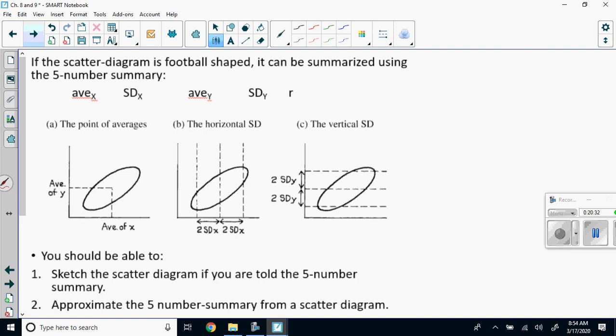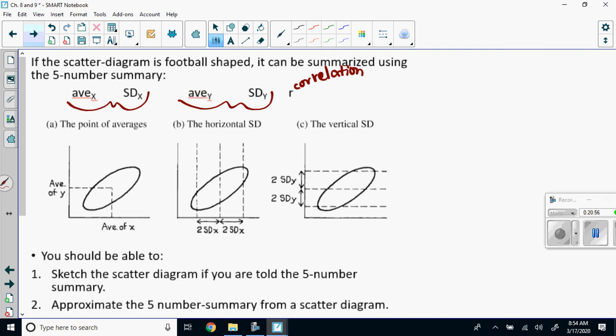Okay, so our 5-number summary, we've got average X and SD of X. Remember, standard deviation is what SD stands for. Average Y, standard deviation of Y, and then R, or our correlation, which is what we've just been talking about. How strong or weak those dots are clustered together.